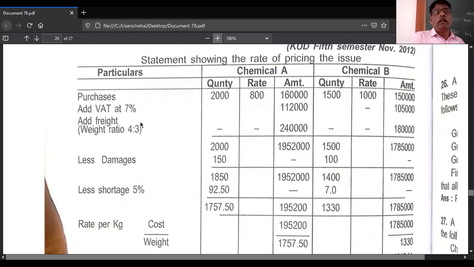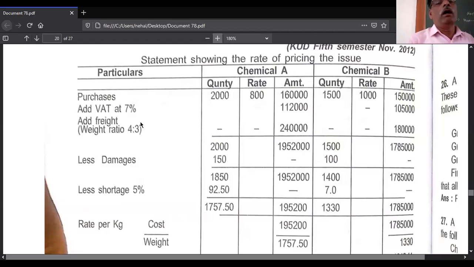Then you add the VAT. 2,000 into 800. 5 zeros and 16. 5 zeros come. Okay, you change it. 2,000 into 16. What is the answer? 16 lakh. You make 16 lakh. And 15 lakh. 1 zero is not there also. 16 lakh, 15 lakh.